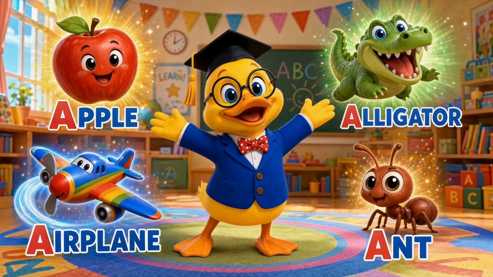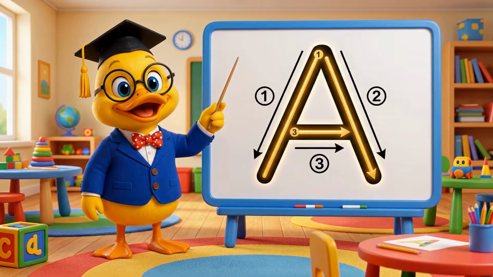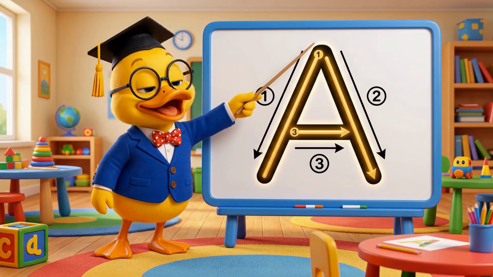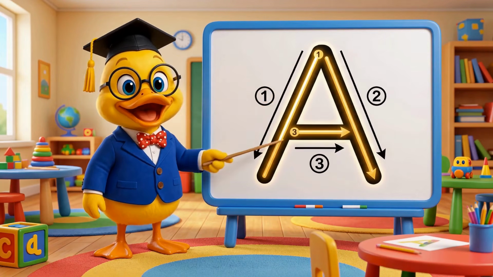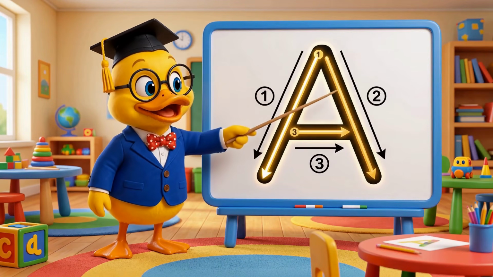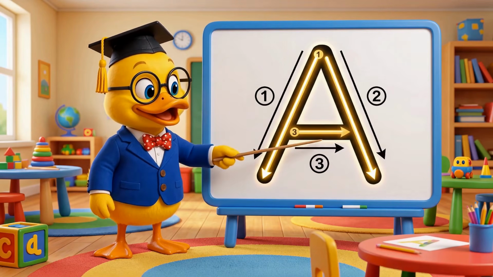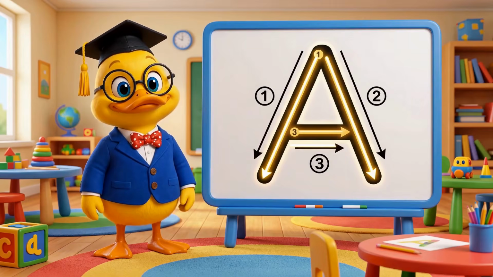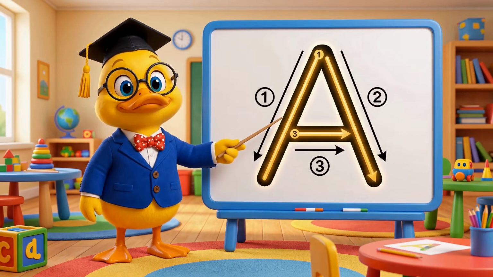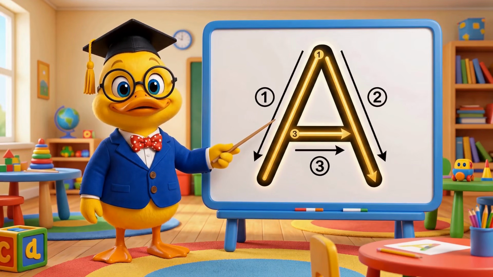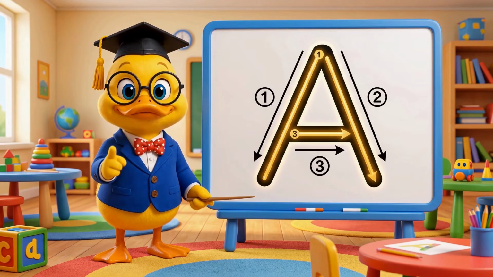Now let us write the letter A. Watch very carefully. Start at the very top. Draw one line going down to the left. Then draw another line going down to the right. And now draw one little line going across the middle. You did it! That is a perfect uppercase A. Practice makes perfect. Time for a game.